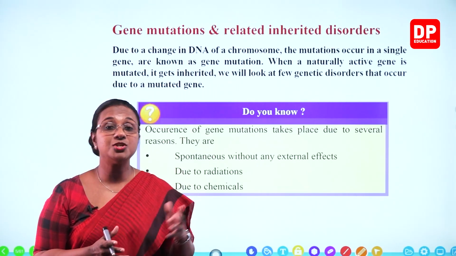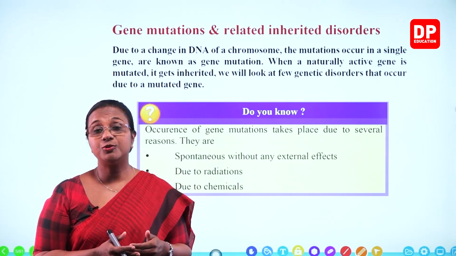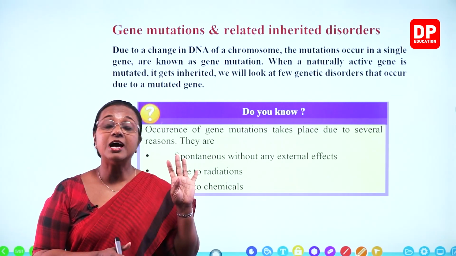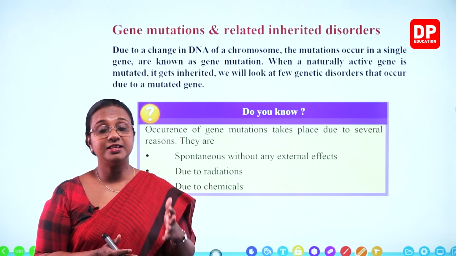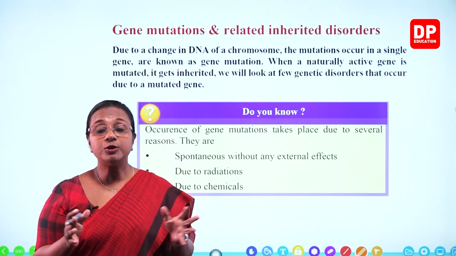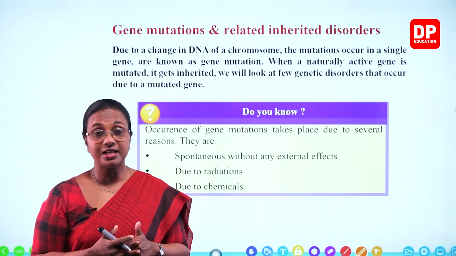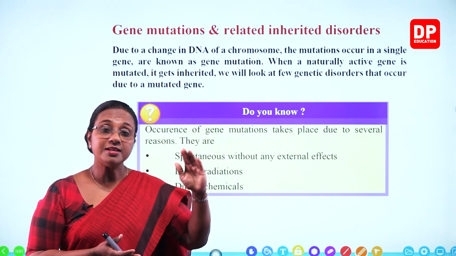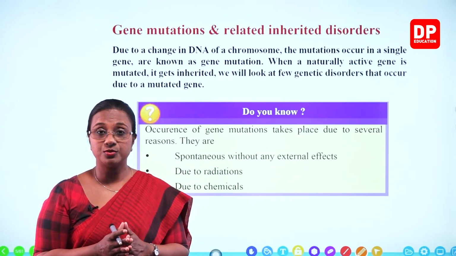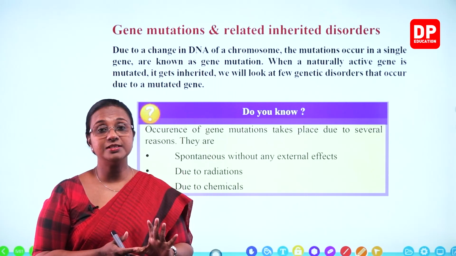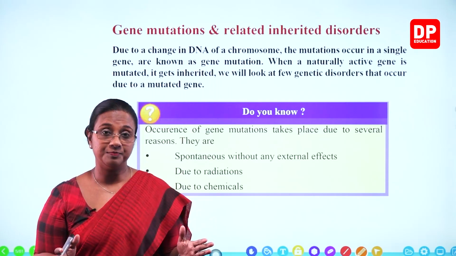A nucleotide has a phosphate group, a nitrogenous base and a pentose sugar, which is deoxyribose sugar. There are four types of nitrogenous bases: adenine, guanine, cytosine and thymine. Usually adenine pairs with thymine, and cytosine pairs with guanine. We have discussed all those. There is a certain sequence of these base pairs in the chromosome, and that particular sequence determines a particular character, and that is what we call a gene.